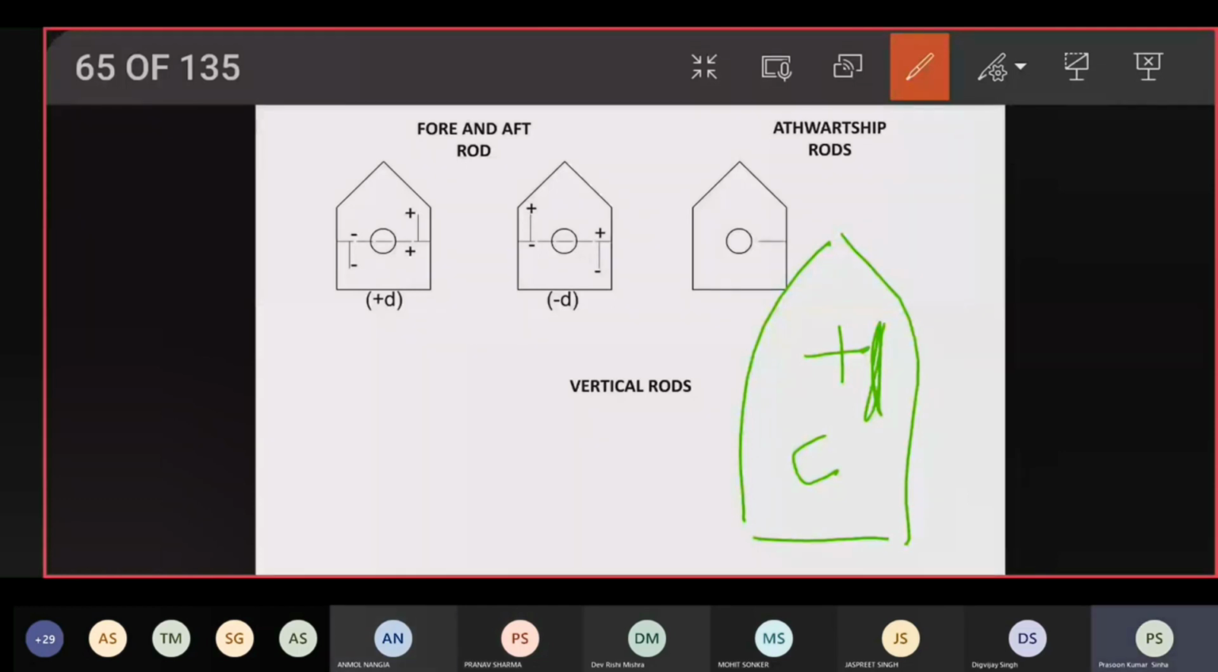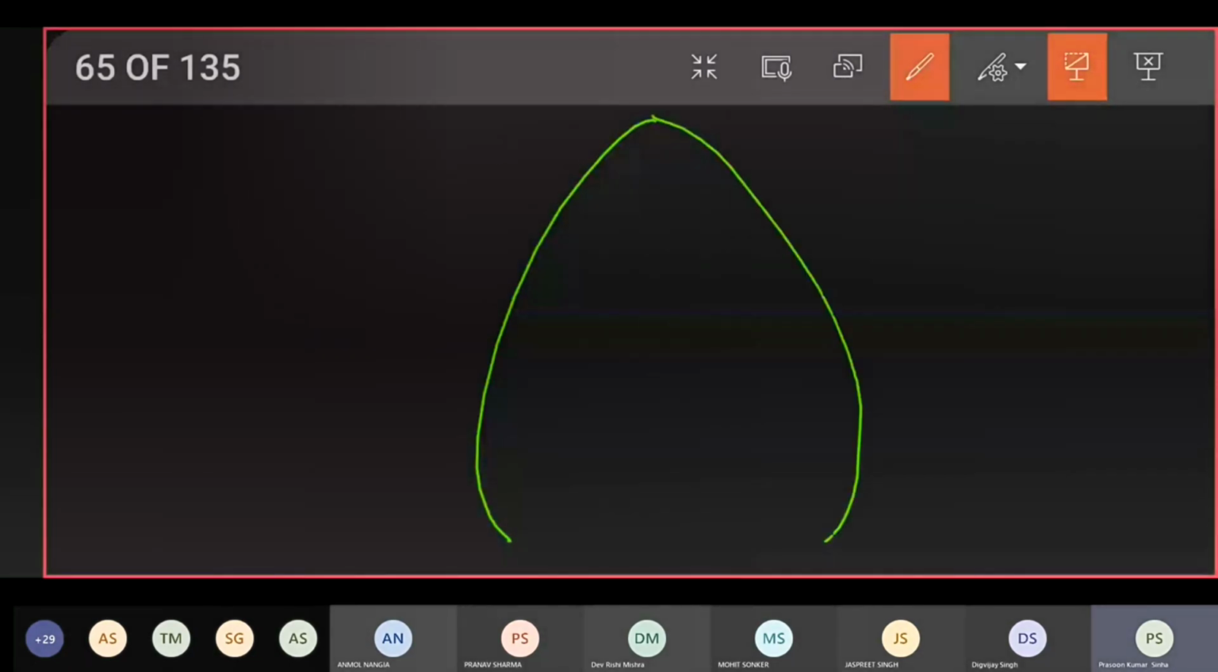There can be a situation where the compass is like this and there is a rod like this. How do we call it? What do we call this rod which is developing some kind of magnetism which is going to influence the compass? How do we name it?